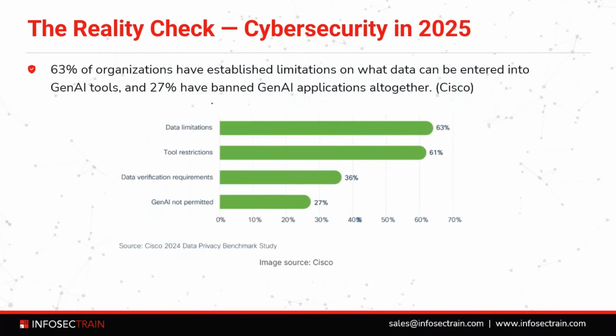Right, so you can see this over here. 63% of organizations have established limitations on what data can be entered into Gen AI tools, because, of course, you cannot just put any data over there, right? So now the question is, in some of the organizations, even Gen AI is not permitted. This is a study by Cisco that we have. So many organizations have made tool restrictions, or data limitations.